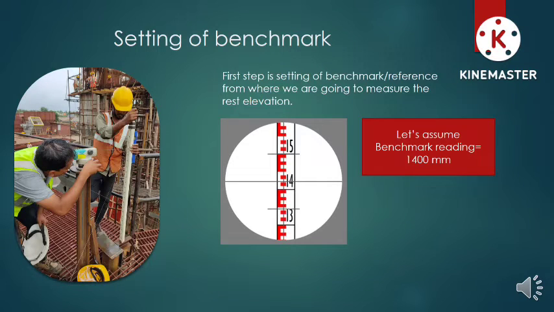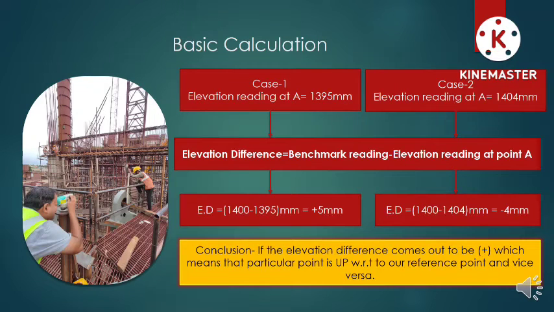When seen from the eyepiece, you will see these three crosshairs. One will be small and one will be larger. So we have to focus our attention on the larger one because this one will be our elevation reading. So in this case, let's assume the benchmark reading comes out to be 1400 mm. Okay, so let's proceed. After calculating the benchmark reading, we will proceed for the elevation reading at various points.